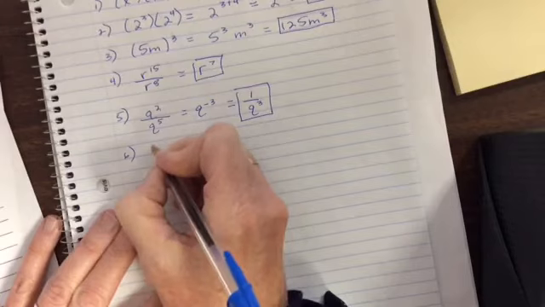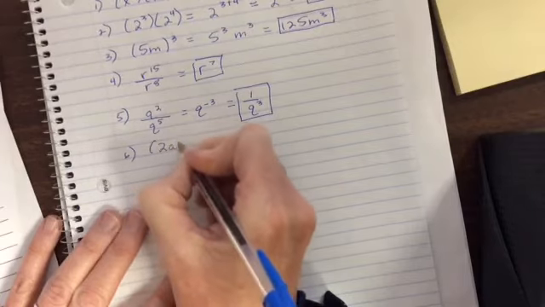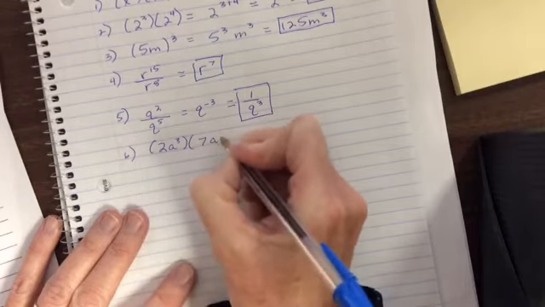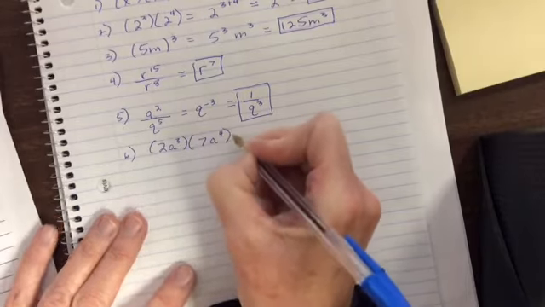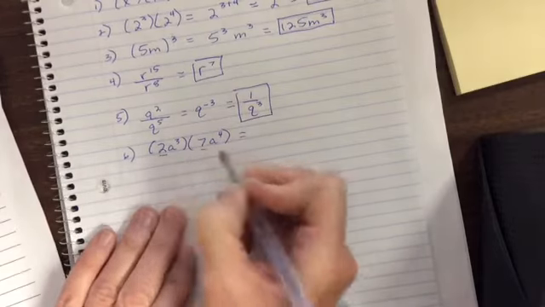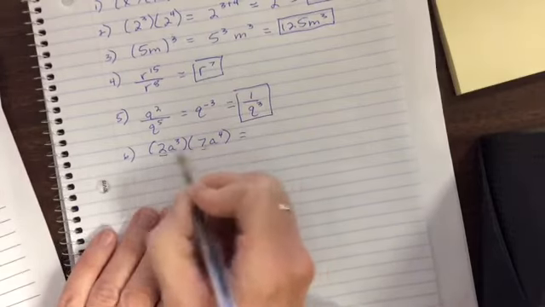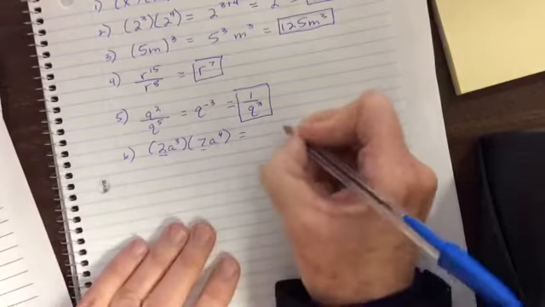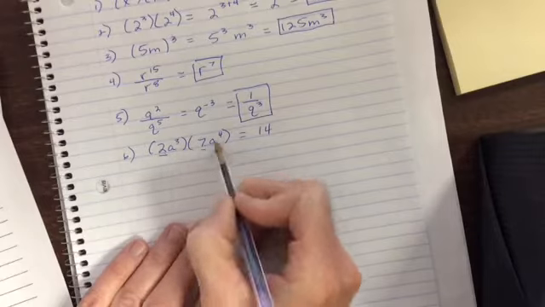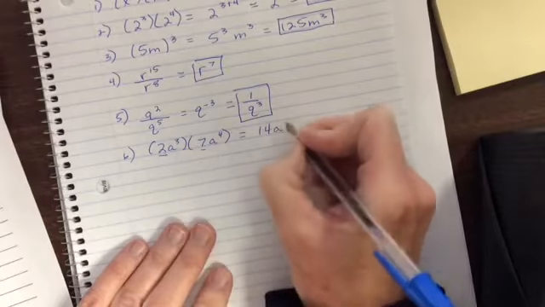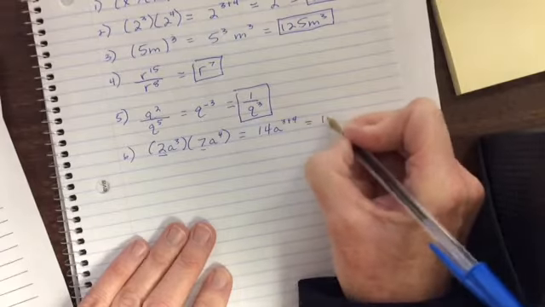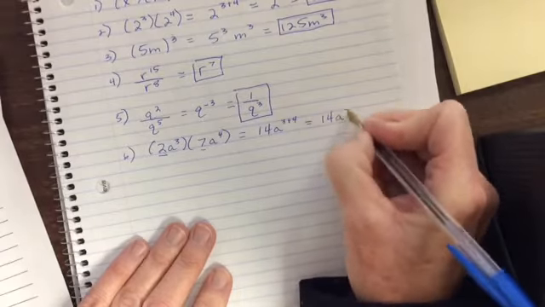Number 6, if you have 2a to the 3rd times 7a to the 4th, you're going to multiply the coefficients like you normally would, which would give you 14. And then we're going to have a to the 3 plus 4 power, which would be 14a to the 7th power.